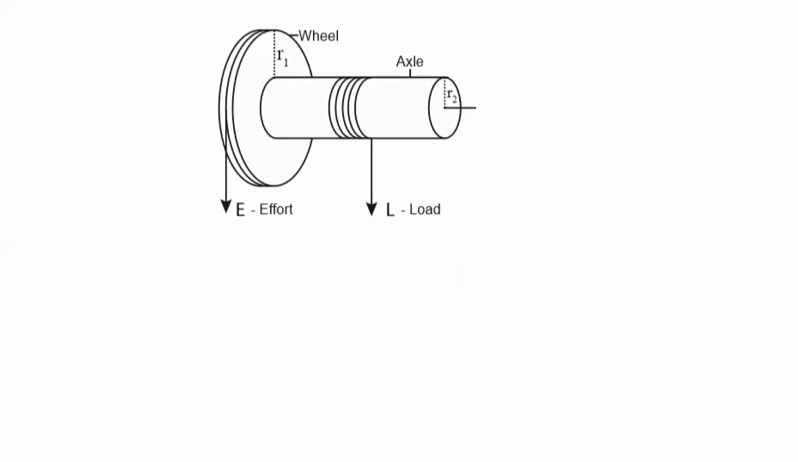Now this is the wheel and axle. The radius of the wheel is R1. Radius of the axle is R2. When we apply the effort, it is moved. The displacement of effort equals the circumference of the wheel. When the wheel makes one rotation, the axle also makes one rotation. So the distance or displacement moved by the load equals the circumference of the axle.